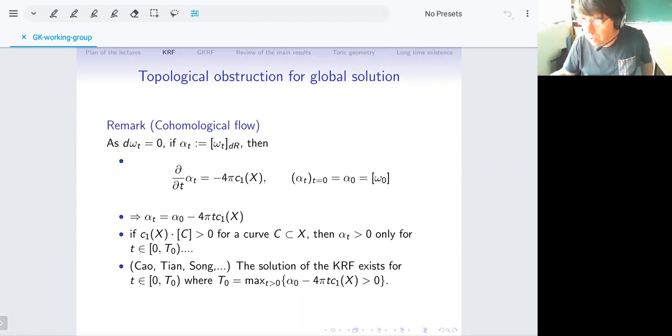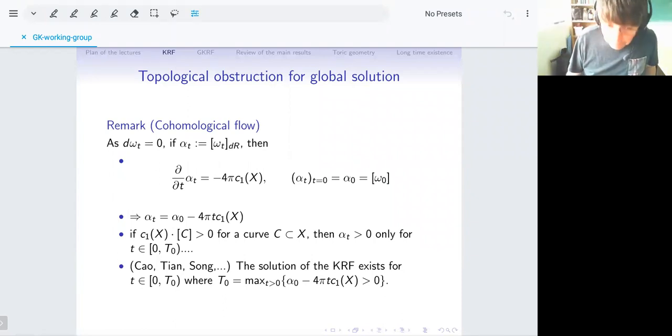And for small t, this will stay so because it's an open condition. But also this inequality gives you a precise bound, and this is precisely the bound to which the flow will exist. So we have these cohomological obstructions for long-time existence. It's the first remark I want to make. Is that clear? Any questions?